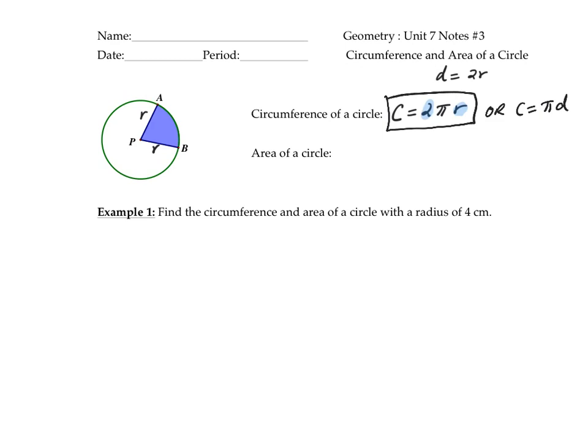The area of a circle can be found by taking the radius, squaring it, and multiplying it by pi. So we have the formula A equals pi r squared.